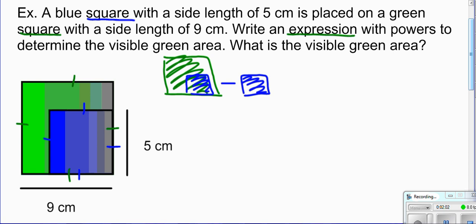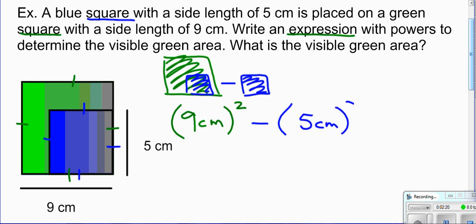So we have a green area squared. The green side lengths are 9, so we're going to have 9 centimeters squared, and we're going to take away the blue area that's now covered up the green area, and that is going to be 5 centimeters squared. I want you to think about why I put 9 centimeters and 5 centimeters inside brackets. What does that mean when we put a base inside brackets?